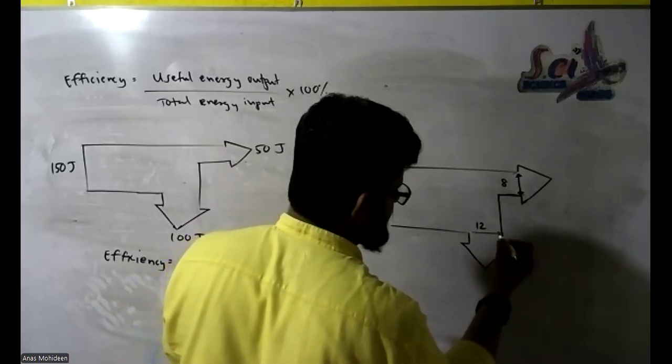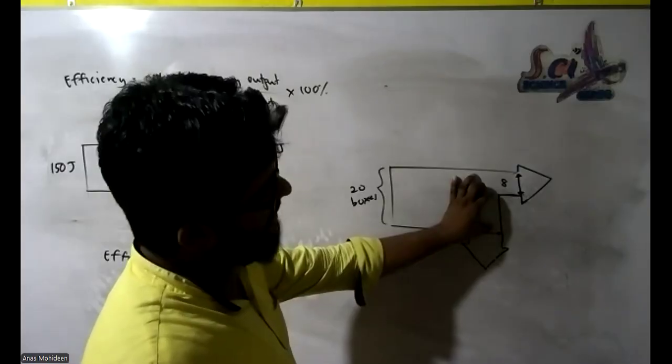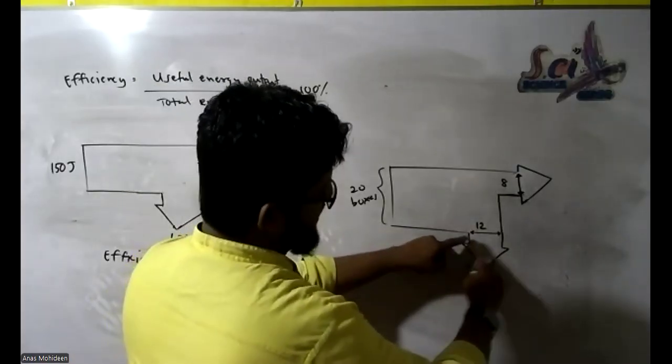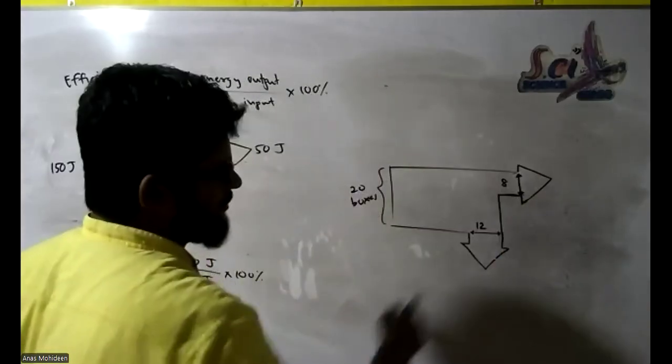So, this range is 12. You see, I didn't take this range. I didn't take the vertical height. I have taken the width of the arrow. Width of the arrow is what we are taking here. Now 12 boxes are there.